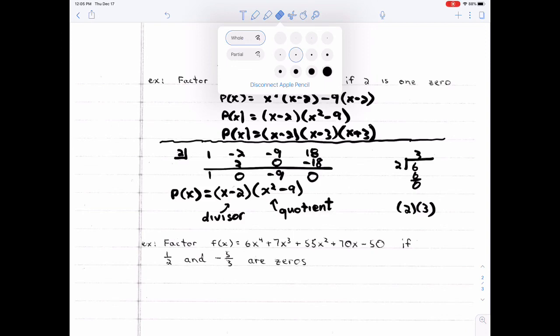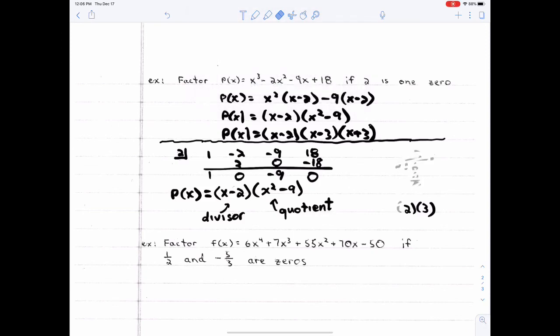So what I'm telling you to do is this. Factor, and then write the divisor times the quotient. Next problem, what do you do? If you can't factor by inspection, divide and write the divisor times the quotient. Divide and write the divisor times the quotient.